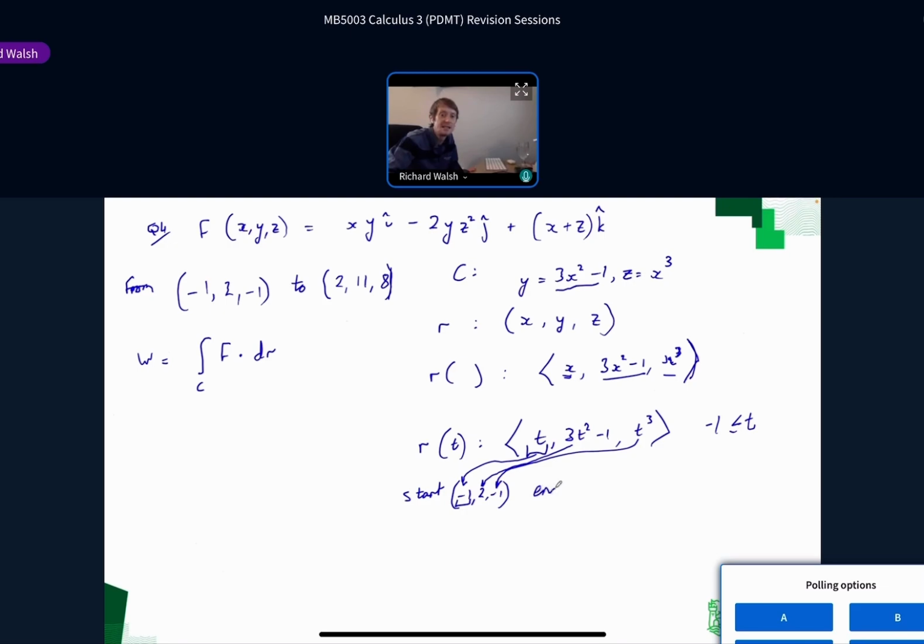And as far as the end point, it's 2, 11, 8. For this to match the end point, the T value has to equal 2. So it'll go from T being -1 up as far as 2. They will be your T values for that. And then you go through the same thing as we went through in the other question. I think there was a similar one in 2011. So you parameterize it first, and then you find the T values to start and end it, and go from there.